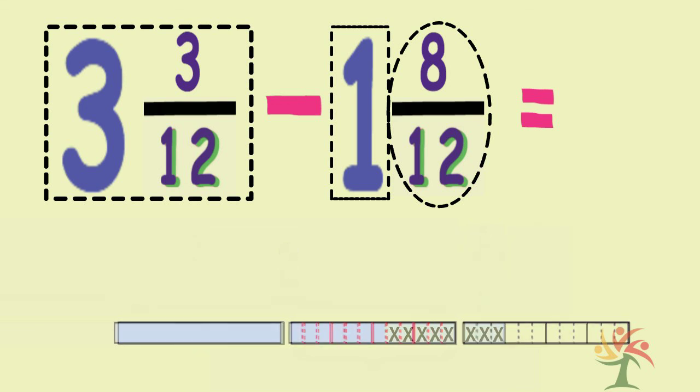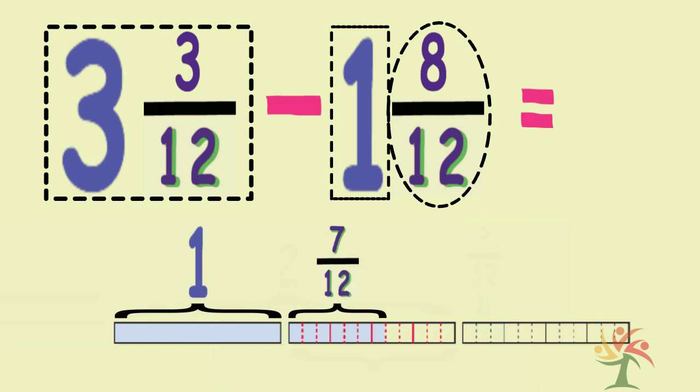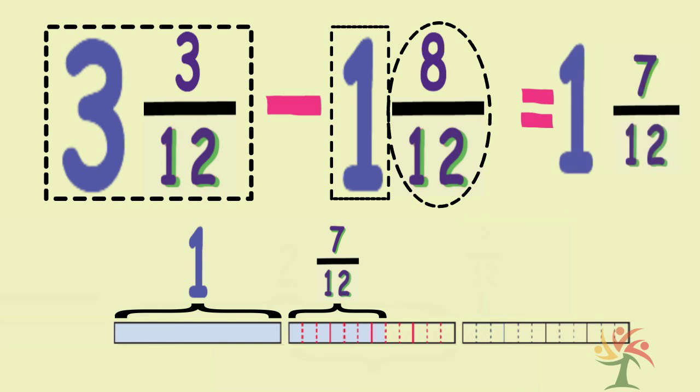And what we are left with is 1 whole and 7/12. And that is our final answer, 1 whole and 7/12.